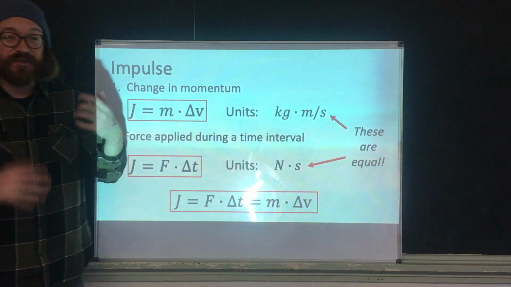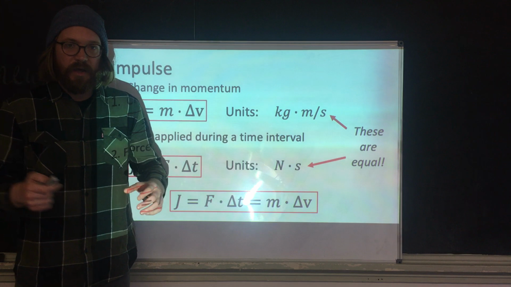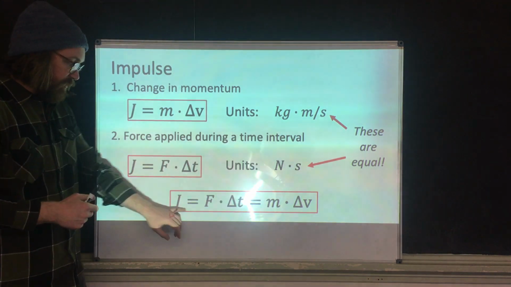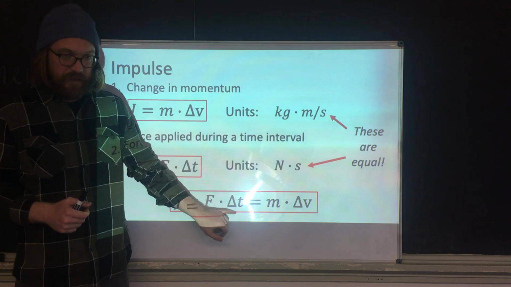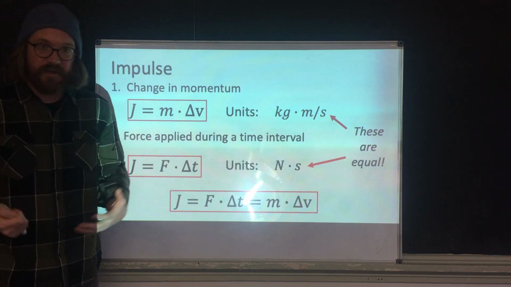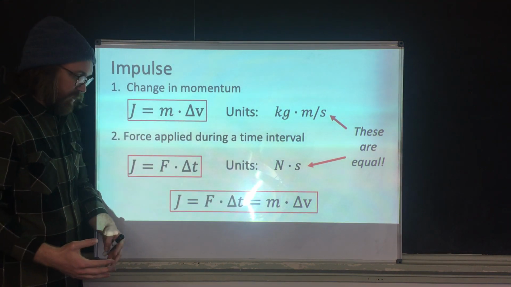So this is the first time we've really seen this this year, but it's not super mind-bending. This is actually how it's written down in your equation sheet, okay? Impulse equals force times a change in time, which equals mass times a change in velocity. And the trick to doing these problems is to remember that any two of these equal each other.